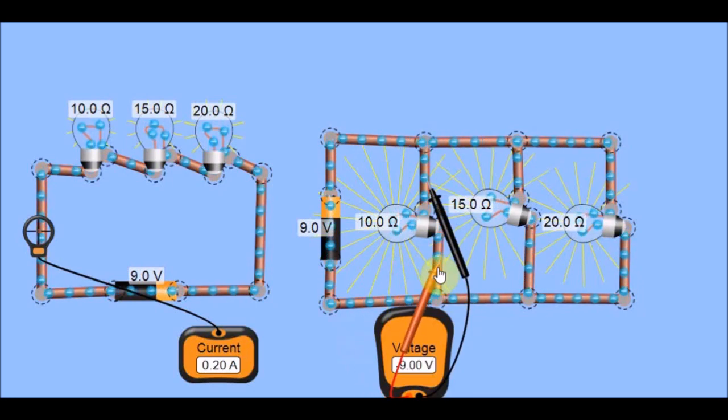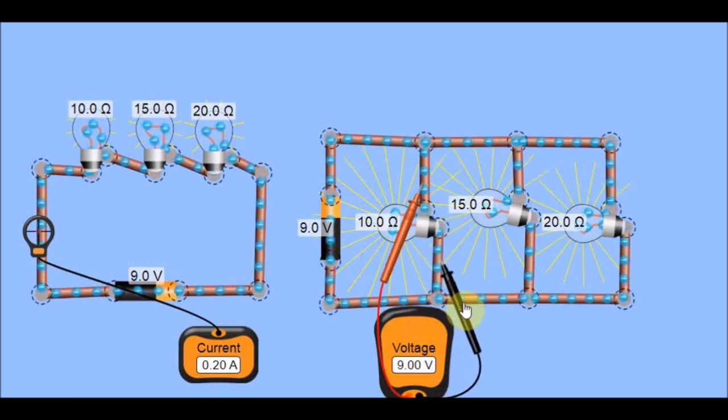Okay, so what's the voltage across the first resistor? Let's put our probe here. You know, if you don't place your probe well, you see a negative sign. Okay, that's when you're in the lab. All right, so the first resistor, which is 10 ohms, we measure 9 volts, which is the total voltage in the circuit.